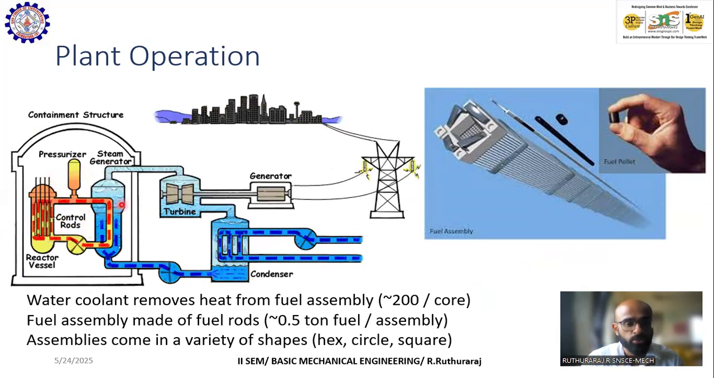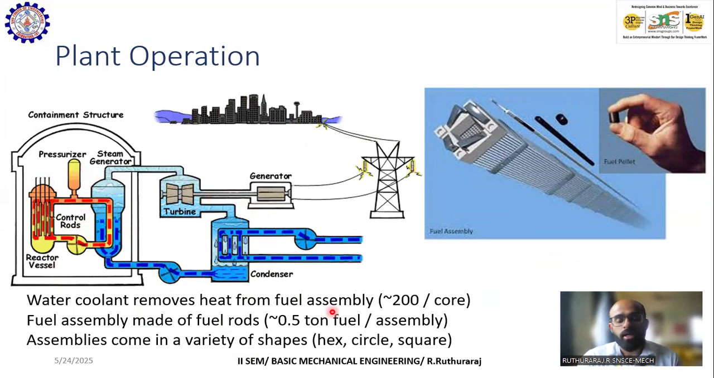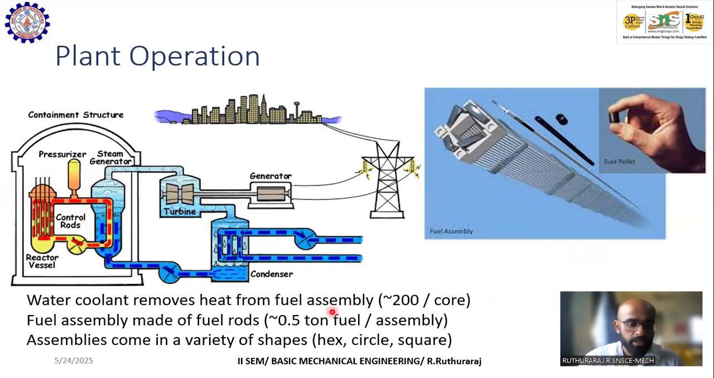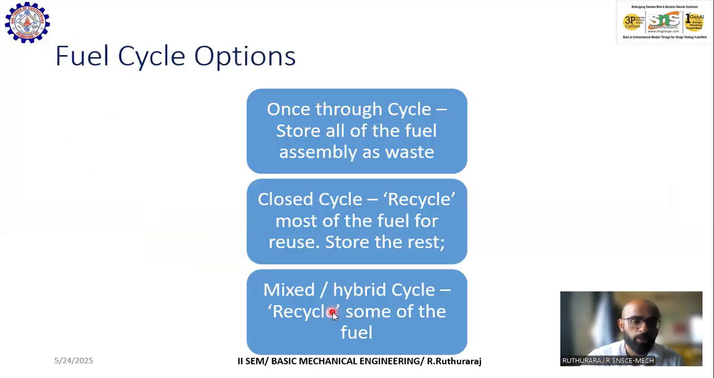That heat will be used to convert water into steam. That steam will in turn run the turbine, and the process continues similar to that of your coal power plant. So that's the basic operating principle of this nuclear power plant.